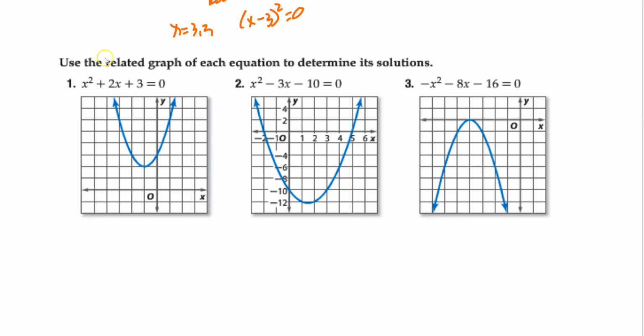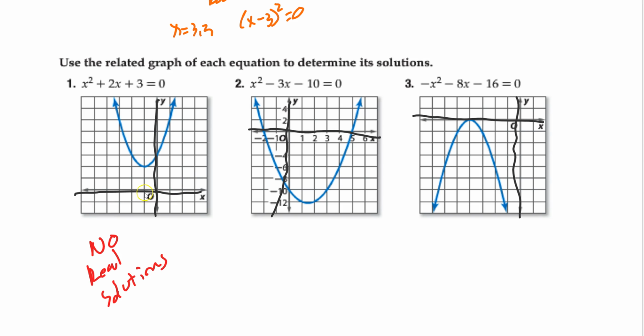In this example, they want you to use a related graph of each equation to determine its solutions. Like how many solutions does it have? So look at this first one here. It's kind of hard to see the xy grid. Here's my x-axis. Here's my y-axis. That's a bad y-axis. Anyway, tell me what type of solutions we have and where they are. Here I have no x-intercept, so I have no real solutions.